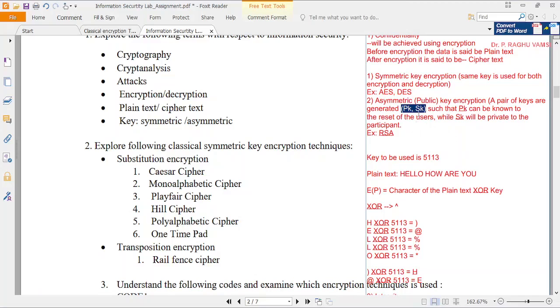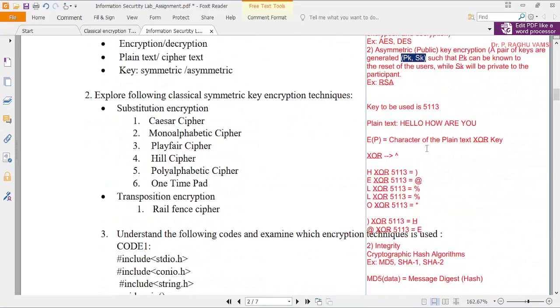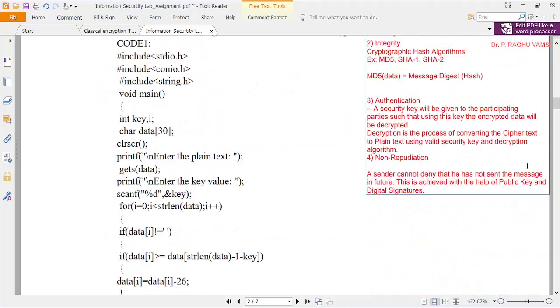That fellow will encrypt the data using his own secret key, and it will be sent out. Since his public key is known to everyone, they can easily verify by decrypting using the public key of the person who has sent the message, so that in future he cannot deny that he has not sent the message, because the secret key is known only to that person, not to anyone. So that is the reason he cannot deny this particular sending of the data. In this way, the non-repudiation property will be achieved.